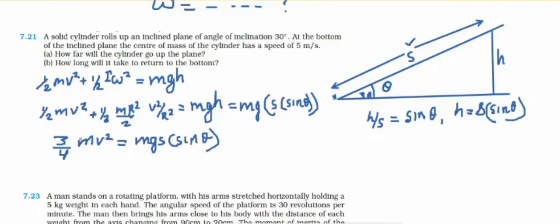Now you know the mass and the velocity at the bottom. The mass will be cancelled there. Velocity at the bottom you know, g is 9.8, theta is 30 degrees, so the value of s can be calculated.